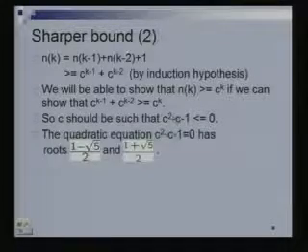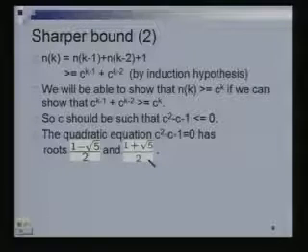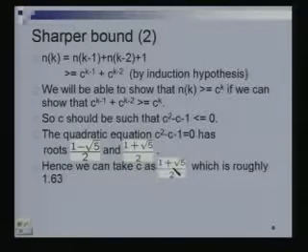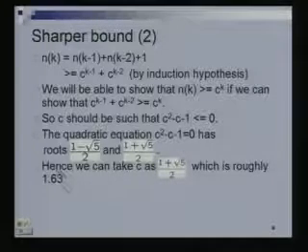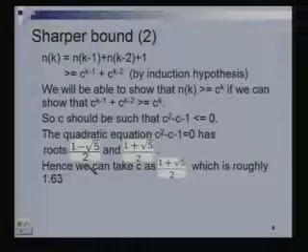So we will just solve this quadratic equation. This has roots 1 minus root 5 by 2 and 1 plus root 5 by 2. This is negative. So anything in between would keep this less than 0. But I want as large a c as possible. So I'll take 1 plus root 5 by 2, which is roughly 1.63. This quantity is also known as the golden ratio. So we'll see this more often perhaps.